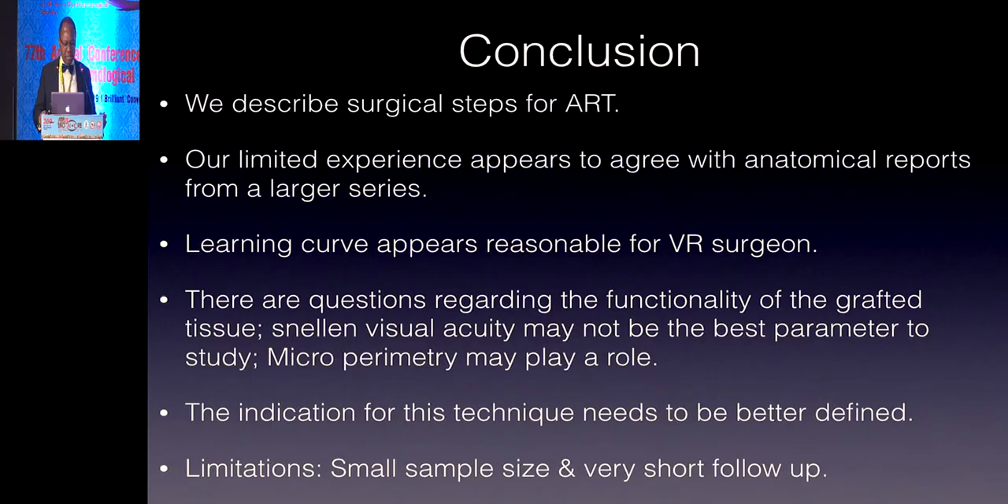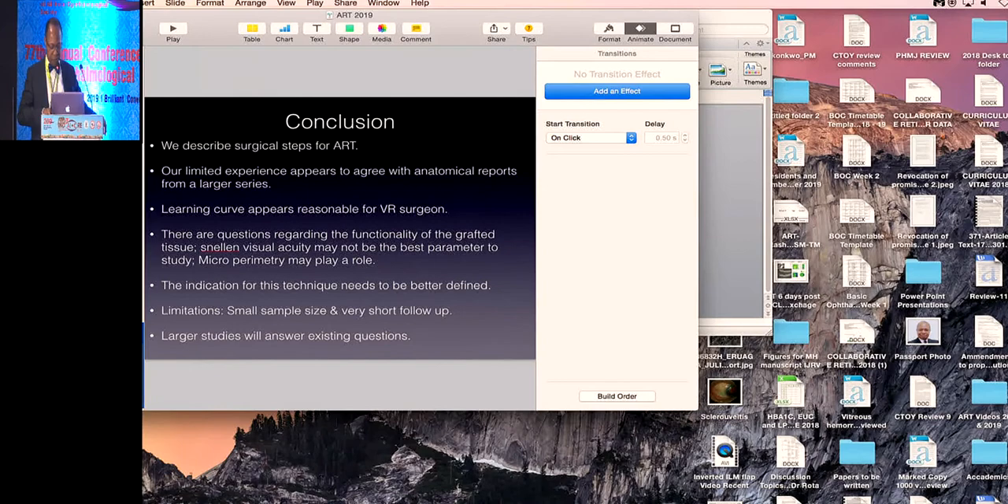There are questions regarding the functionality of the grafted tissue. The Snellen visual acuity may not be the best parameter to study if we're going to be looking at function. Maybe microperimetry may be the way to go. The indication for this technique needs to be better defined, and limitations, obviously, are the small sample size and the very short follow-up. We hope that as more and more vitreoretinal surgeons begin to practice this surgery, we'll have better outcomes. Thank you very much.